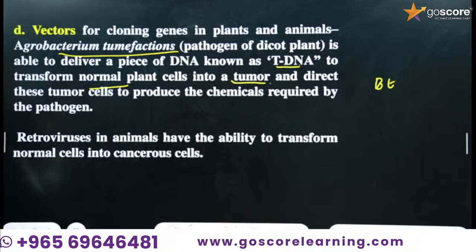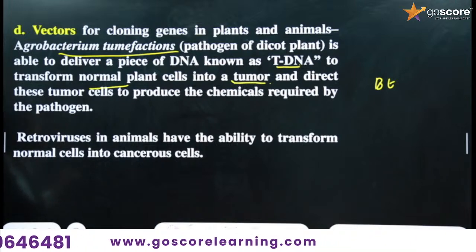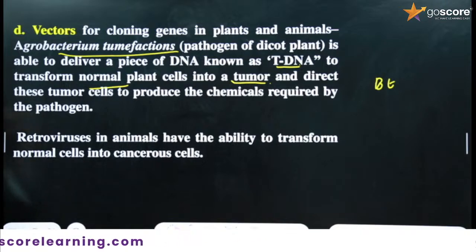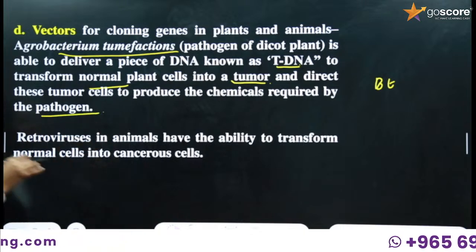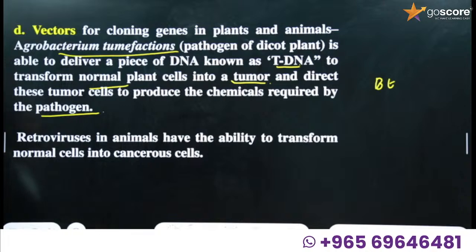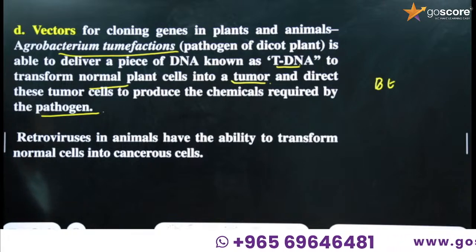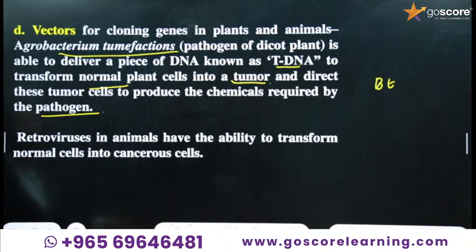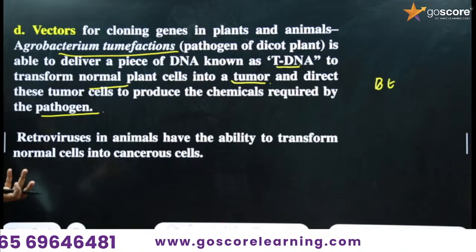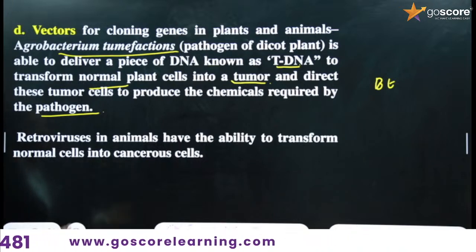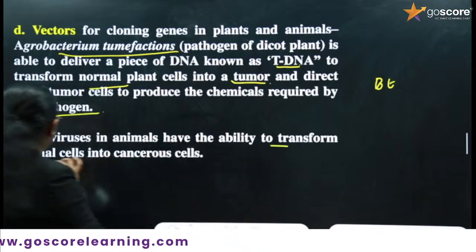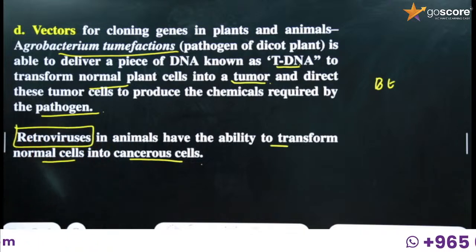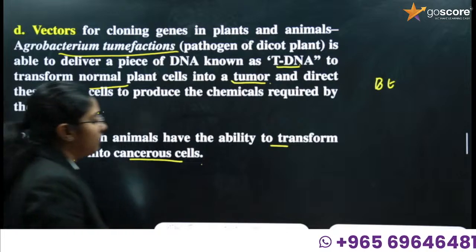If Agrobacterium tumefaciens is present inside that plant, what happens? A normal cell will be converted into a tumor cell, and direct these tumor cells to produce the chemical required by the pathogen. If the DNA is introduced into that cell, what happens? The normal cells will be converted into cancerous cells, and these cancerous cells are able to produce the chemical which is required by the pathogen. Retroviruses in animals have the ability to transform normal cells to cancerous cells. This is also used. Retroviruses are also used in biotechnology. Okay, that's all about the vectors.